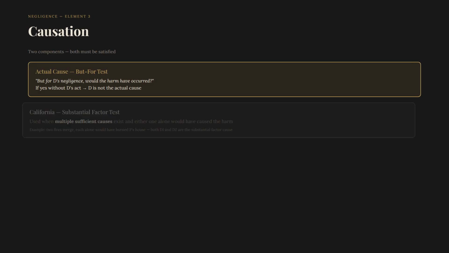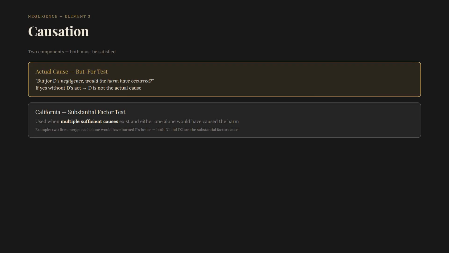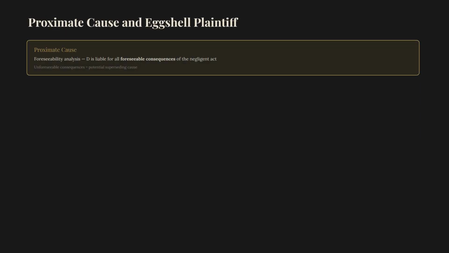Causation has two components. Actual cause uses the but for test. But for D's negligence, would the harm have occurred? California also uses the substantial factor test when multiple sufficient causes exist, and either one alone would have caused the harm. Proximate cause is the foreseeability analysis.